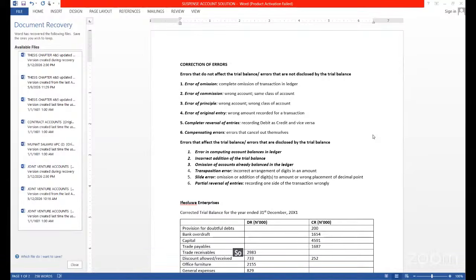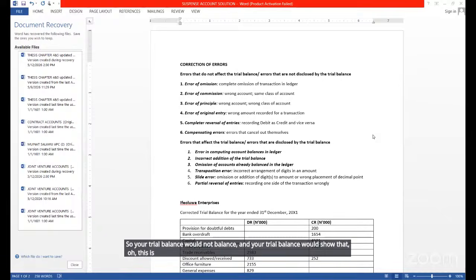So your trial balance would not balance, and your trial balance would show that there's an error here. So it's up to you to look for that error and make a correction. Are we on the same track, please?